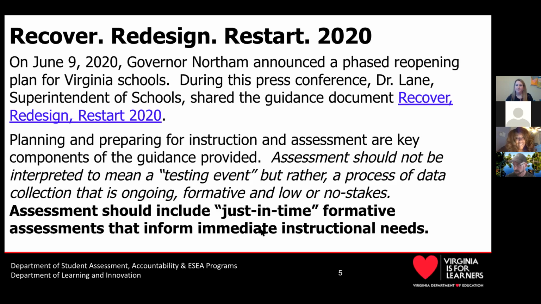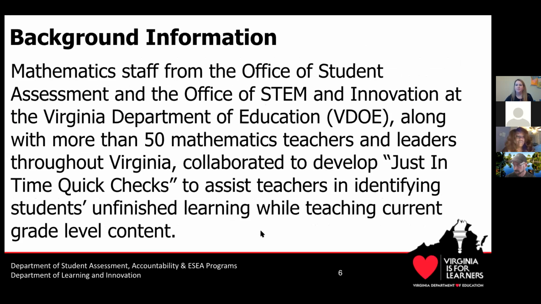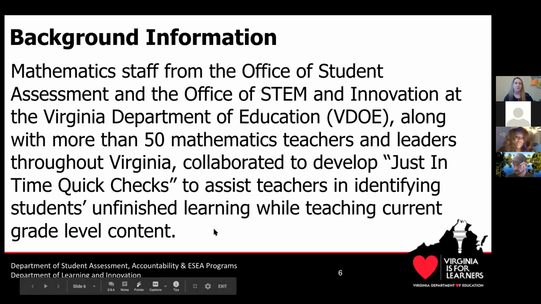With that being the case, the mathematics staff from the Office of Student Assessment and the Office of STEM Innovation at VDOE, along with more than 50 mathematics teachers, leaders, and supervisors throughout the Commonwealth, collaborated on this extensive project to develop exactly what was written in the R3 plan: just-in-time quick checks to assist teachers in identifying students' unfinished learning while still moving forward with current grade level content. You are going to be blown away by the components of the quick checks and the various ways you can implement them with your students or grade level teams.